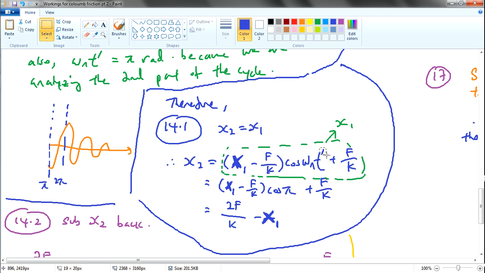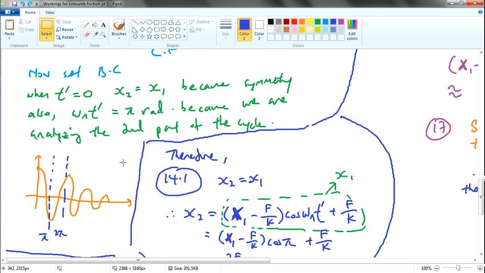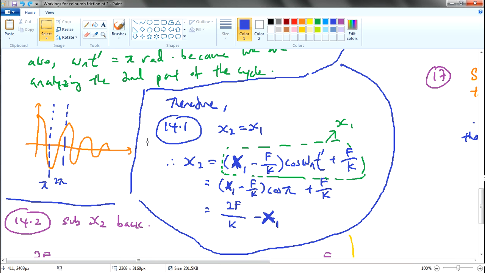Previously, when you sub in, x1 is actually t, right? So now you sub in t prime, so it becomes t prime over here. Omega t prime is actually pi because you're starting from this position. You assume that this is the so-called t when t equals 0, but now t equals pi is the initial condition for the system. It's a little abstract.